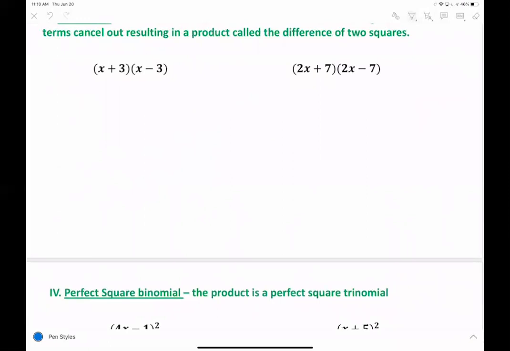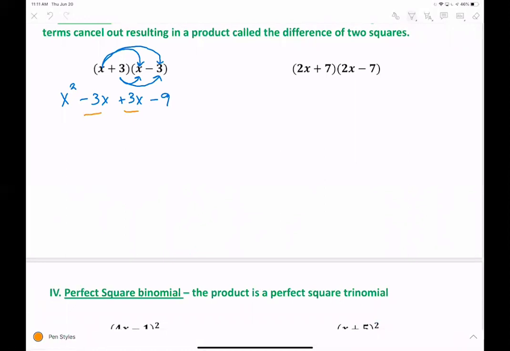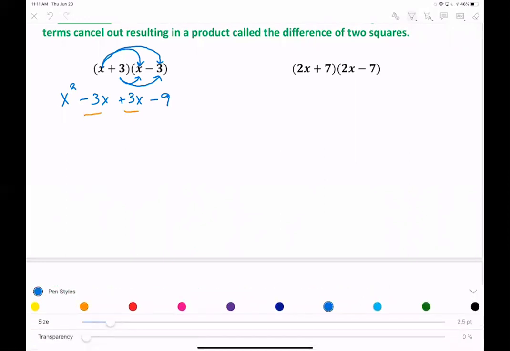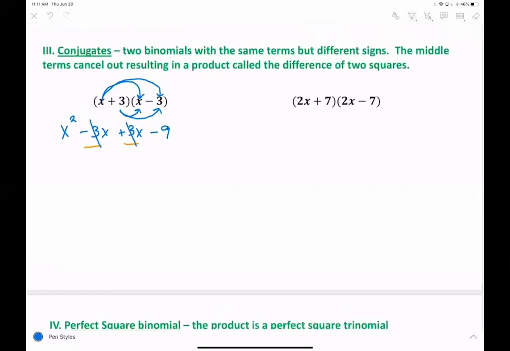We're going to use FOIL, so we're going to multiply first times first. We're going to multiply the outer times the outer. We're going to multiply inner times inner. And we're going to multiply last times last. And when we look at these middle terms and combine them, notice what's going to happen here. They're going to cancel out. So the special thing about conjugates is that the middle terms are going to cancel out. And what we end up with here is a binomial.